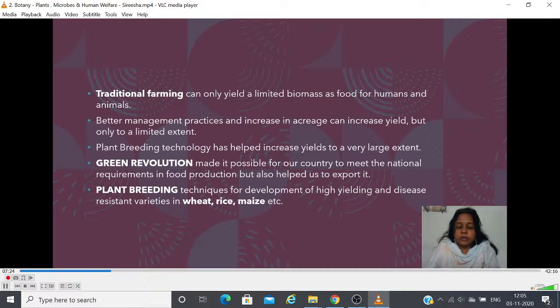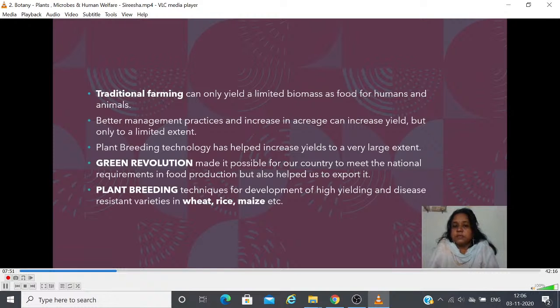It deals with the increase of the economic importance of the plants, and plant breeding techniques for development of high yielding and disease resistant varieties in wheat, rice, maize, etc. So these plant breeding techniques are mainly for getting more yield. This is more suitable for the food crops like wheat, rice, maize.